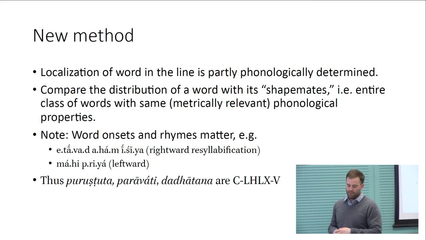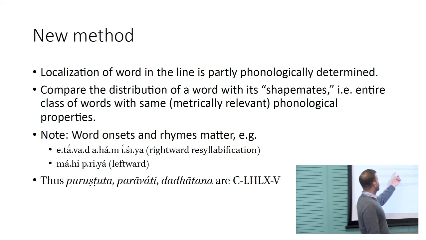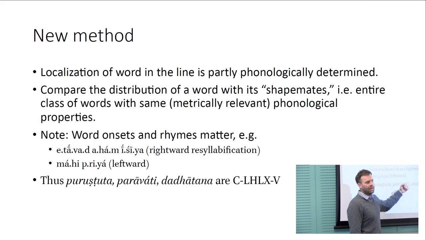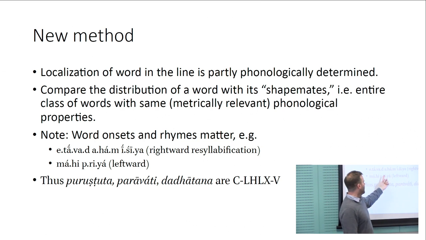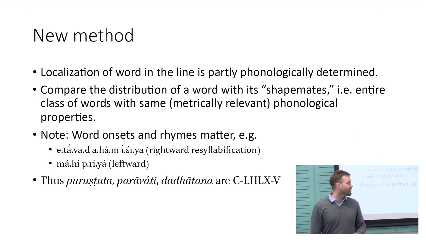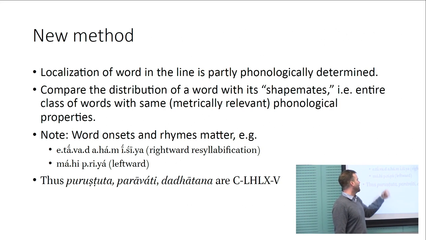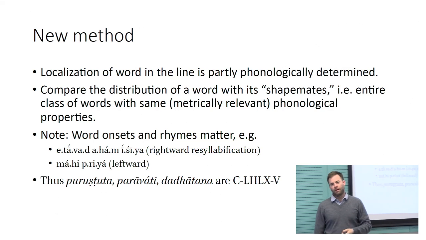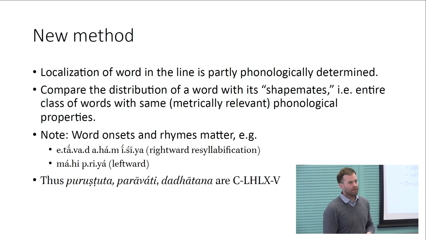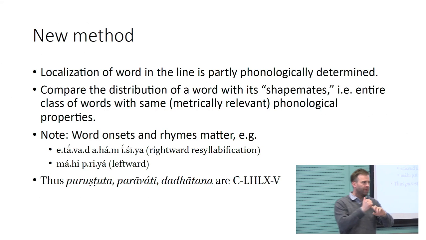So if you look at this, this is the word aham, "I." Eshiya would be "Lord," but it's syllabified ha mi shi ya. So that's an example of right word resyllabification of the M. And then here's an example of left word, where mahi plus priya gives you mahip riya, hip then being closed and counting as a heavy syllable. So these are the things we have to pay attention to: syllable count, syllable weight template, if you will, of the word, and then some things about its edges.